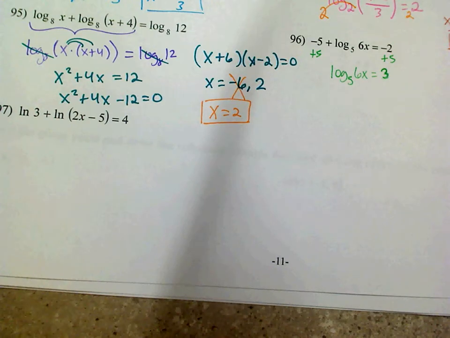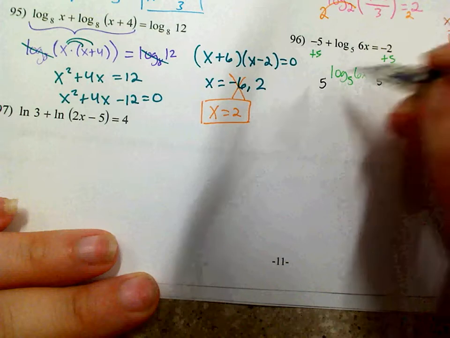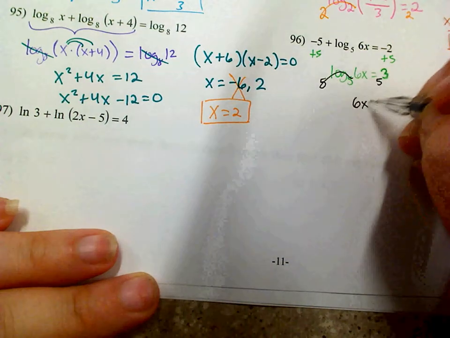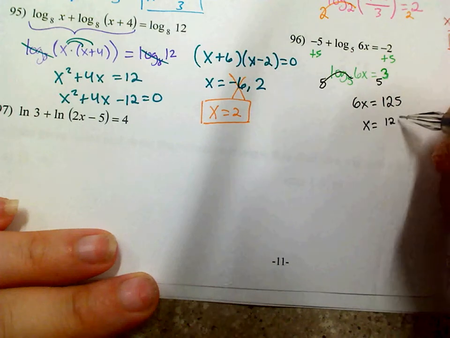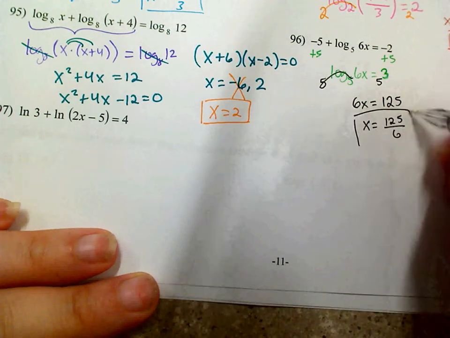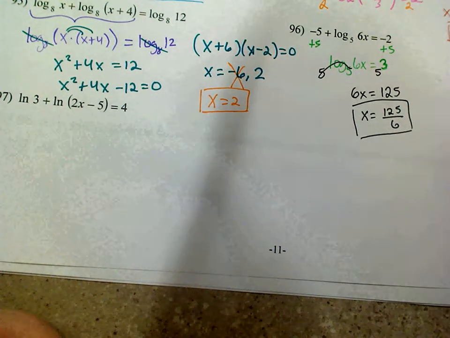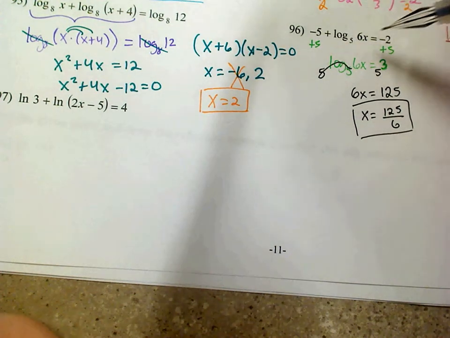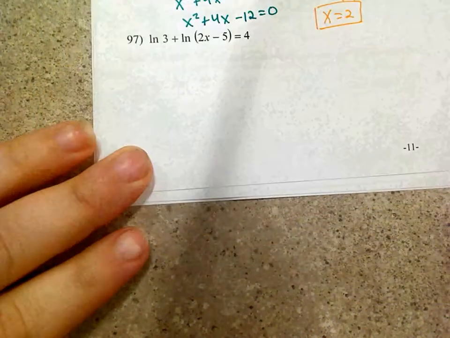Or just think of it as converting. 5 to the third equals 6x. 6x equals 5 to the third, which is 125. x equals 125 divided by 6. 125 divided by 6 times 6 is 125. Log base 5 of 125 is 3. We're good. Could you see that? Okay.